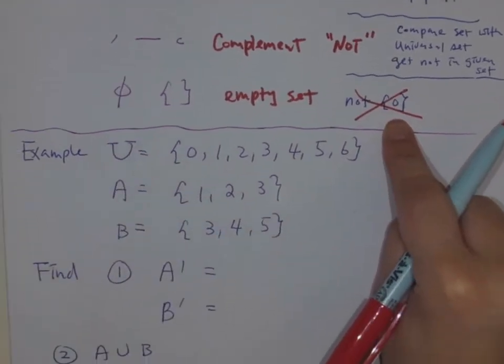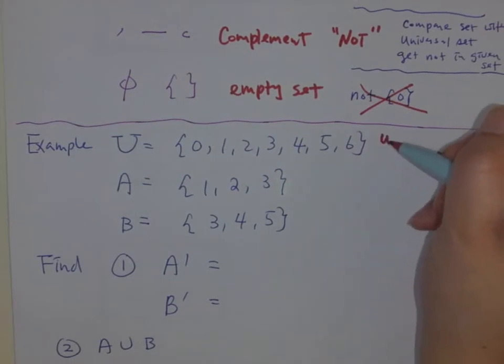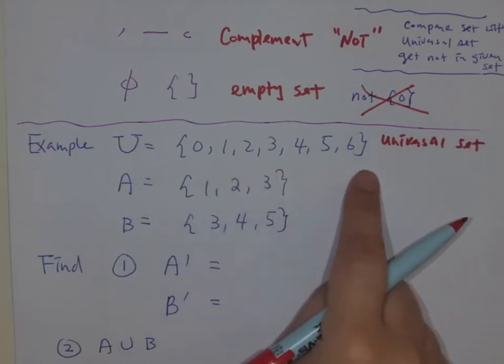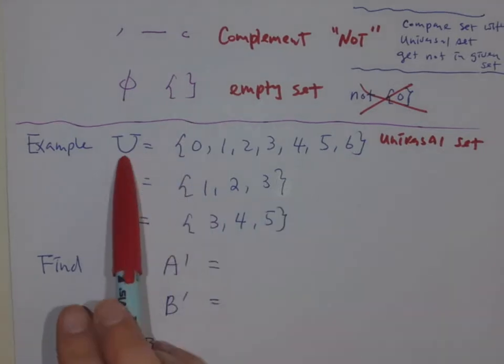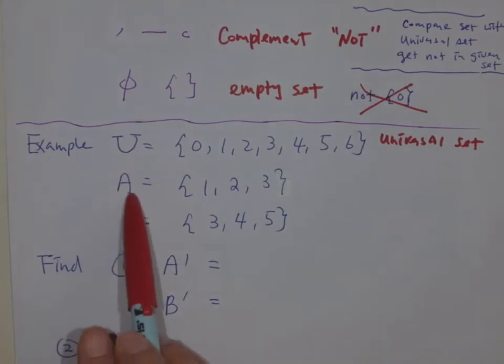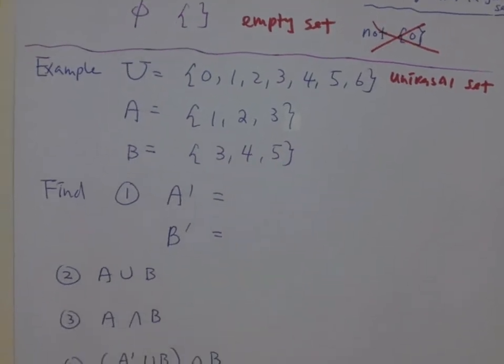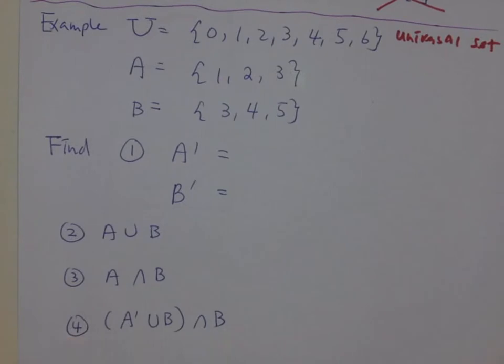So let's look at this. My universal set has 0, 1, 2, 3, 4, 5, 6, and then A set has this, B set has this. This is the universal set, not a union. Most of the sets we name with capital letters. We want to find these, so you may want to take a minute to write down the questions. Some of your homework or exam questions may look like this.